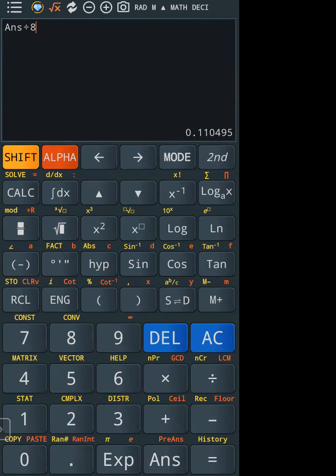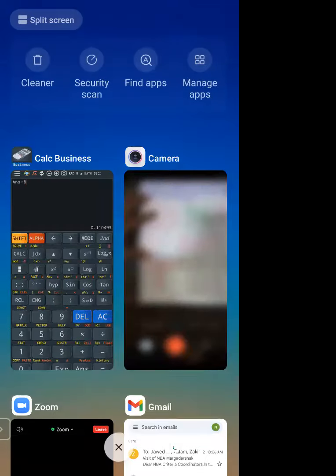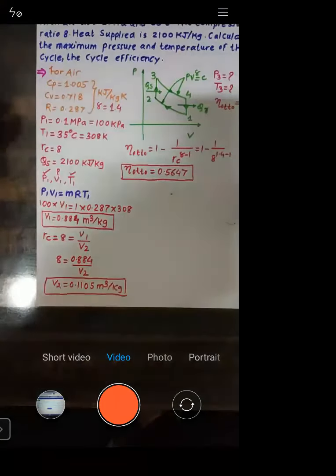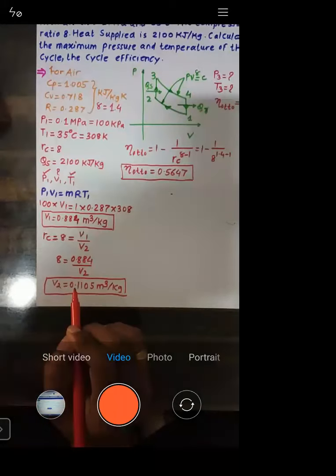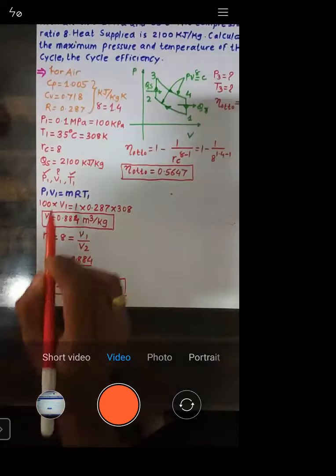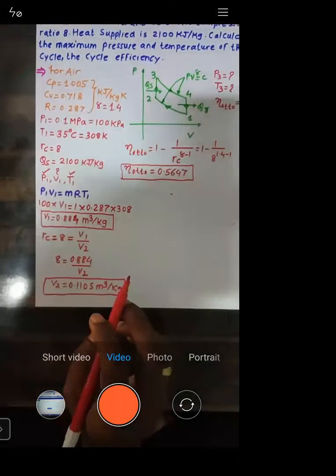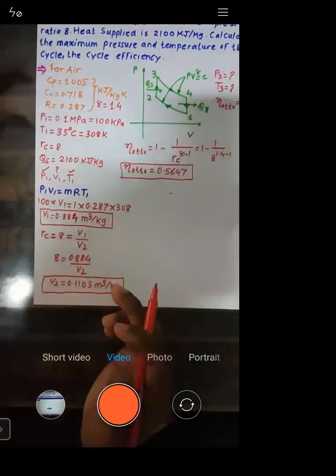Meter cube per kg. Okay, so this is the volume that we got, V2. The value of V1 we have calculated. Initially V1 was not known, so we calculated it. Once V1 is known, V2 we have calculated.